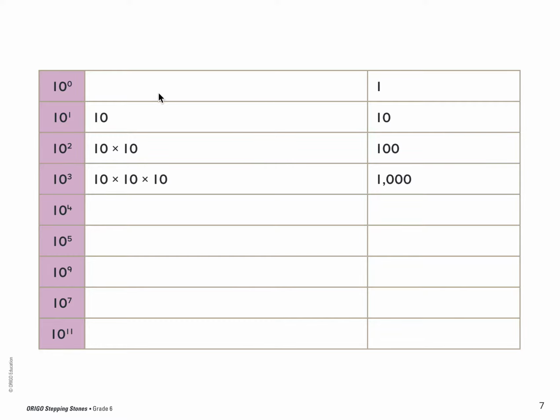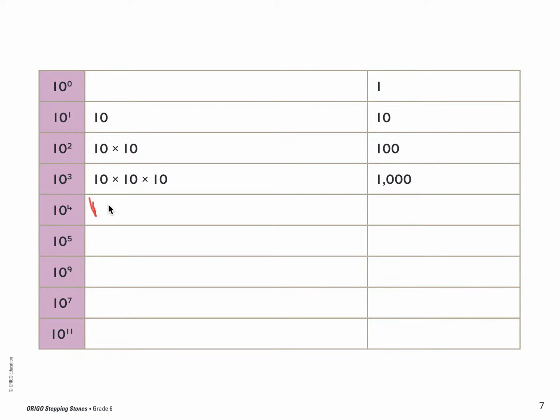All right, 10 to the 0 is always 1. Any number raised to the 0th power is 1. 10 to the 4th, how many times am I going to see 10 multiplied by itself? For 10 to the 3rd, we have 1, 2, 3. 10 to the 2nd, we have 1, 2. 10 to the 1st, we have 1. You got it, 4 times.